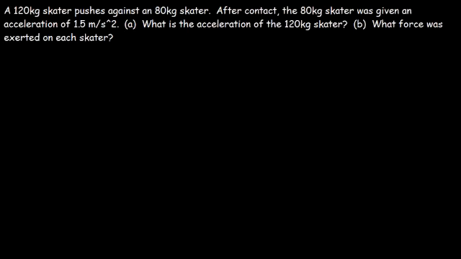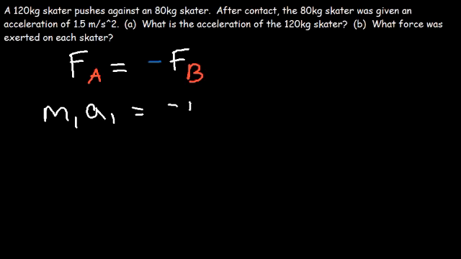A 120-kilogram skater pushes against an 80-kilogram skater. After contact, the 80-kilogram skater was given an acceleration of 1.5 meters per second squared. What is the acceleration of the 120-kilogram skater? Well, according to Newton's third law, for every action force, there is an equal and opposite reaction force. So Fa equals negative Fb. Fa, we're just going to say is the mass times the acceleration, m1 times a1. Fb, let's call it m2 times a2.